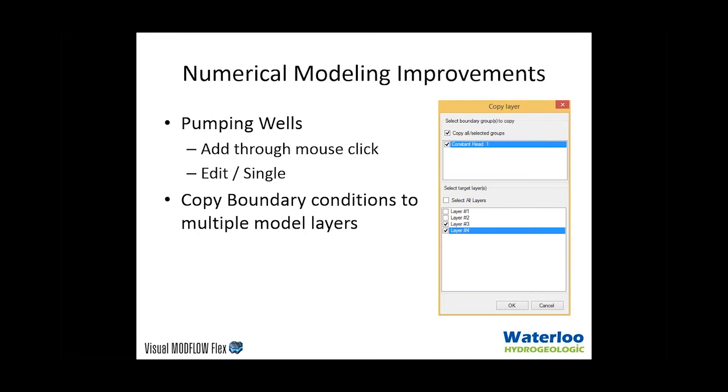This is a common request when you're doing constant heads, for example. If you've digitized a line or a polygon along the edge of the model, you can have that copied down to additional layers in the model. So this is possible for constant heads, specified flux, and a few others.